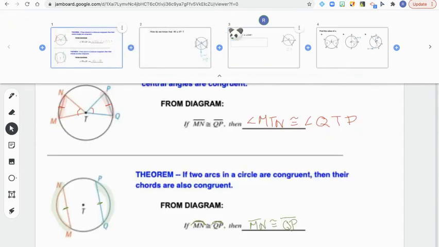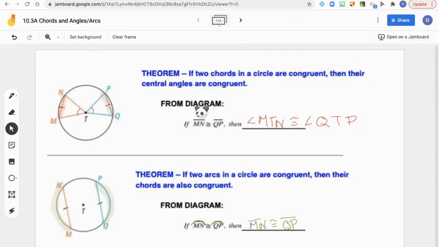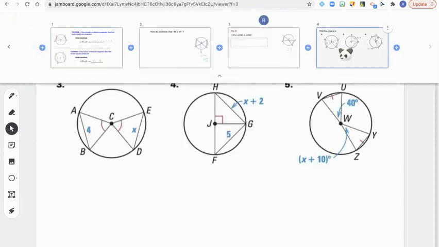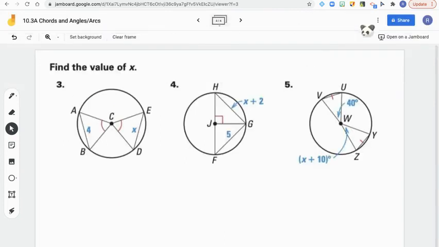If we step back here to those theorems, we're going to do some work with these, knowing that our chord lengths are the same, if we can prove that the central angles are the same, or if we can prove that the arc measurements are the same. So let's look at a couple of practice problems. So here you see our first problem. We know that these two lengths have to be the same. And so if they have to be equal, 4 has to be equal to x, then this side must be 4.